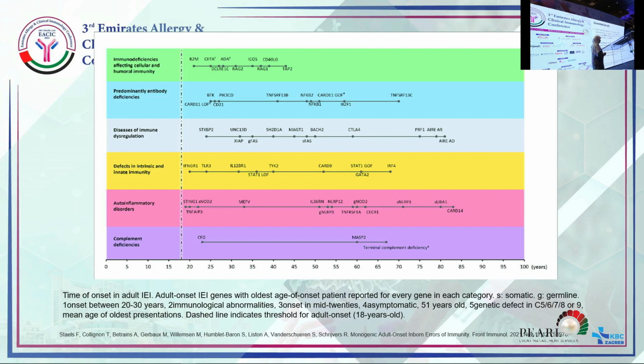In this picture, you can see the oldest age of onset in patients reported with all these diseases. And you can see maybe in the group of autoinflammatory diseases and diseases of immune dysregulation that these patients can be diagnosed even after the age of 80. So it's something that is important to think about. The more severe presentations like immunodeficiency affecting cellular and humoral immunity are of course diagnosed a bit earlier.